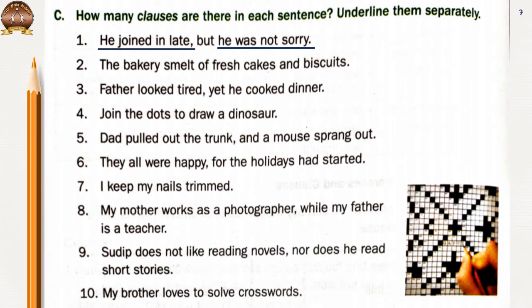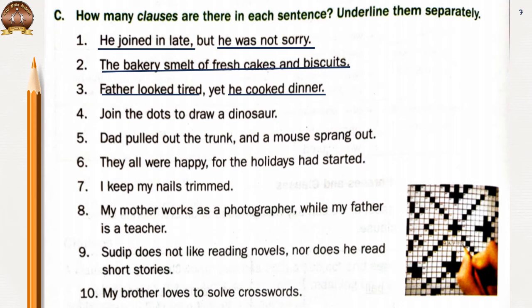Okay. Now, bakery smelled of fresh cakes and biscuits. Only one verb here, smelled. That's why this is a one clause sentence. Okay. My father looked tired, yet he cooked dinner. Cooked and looked. Two verbs. So two clauses.